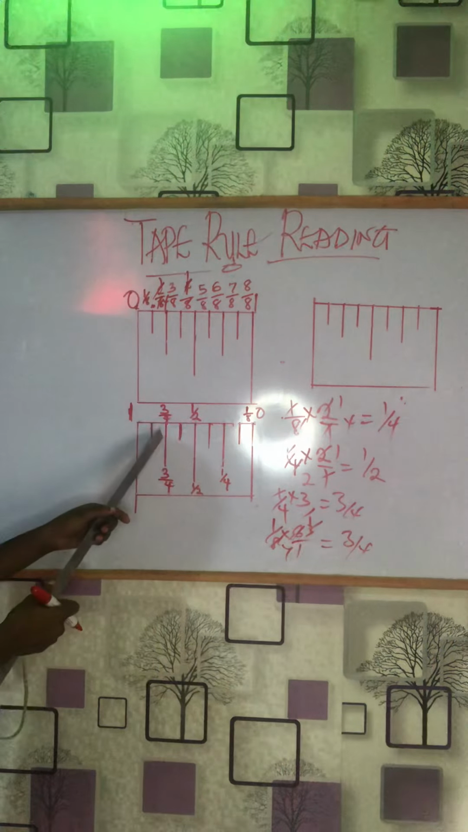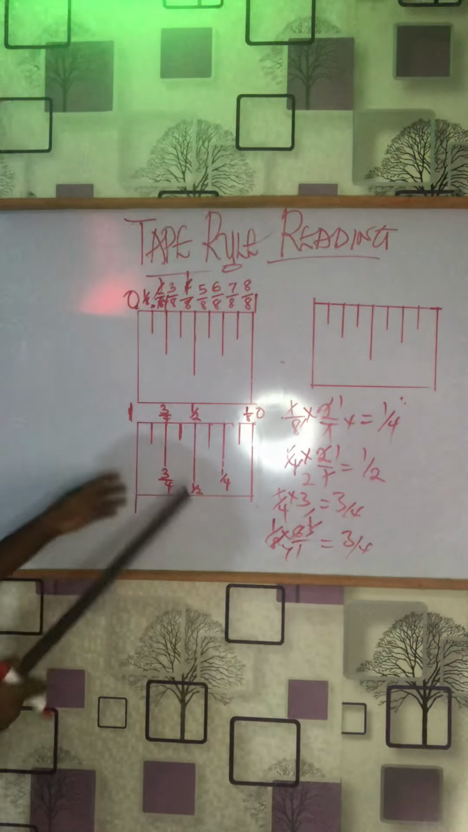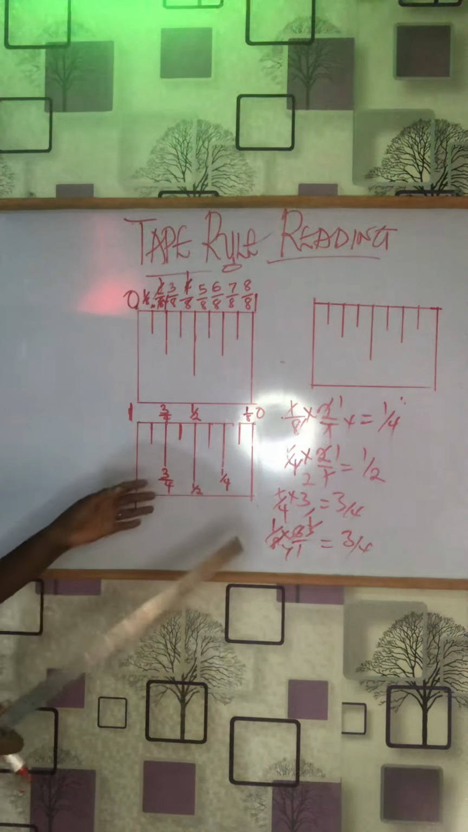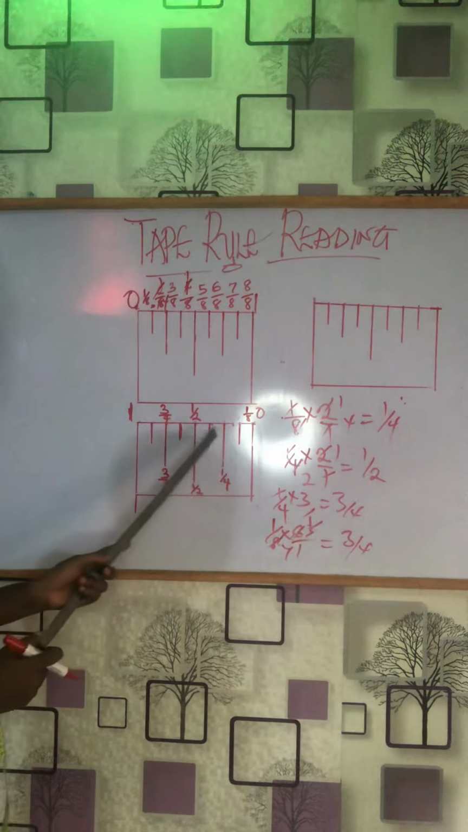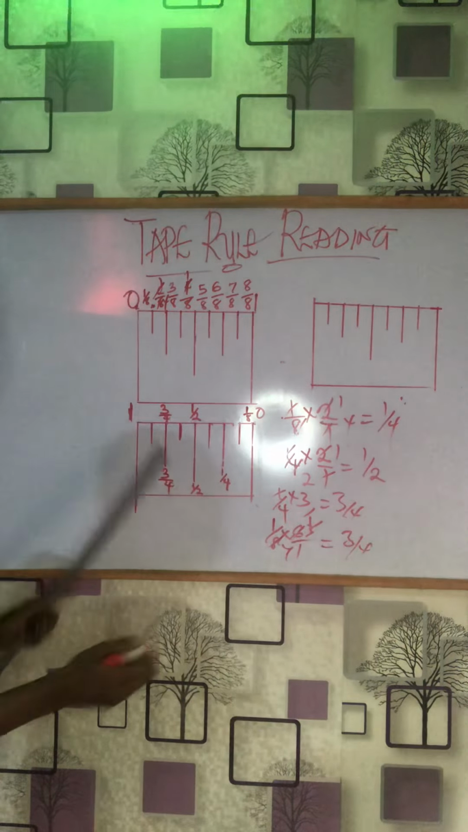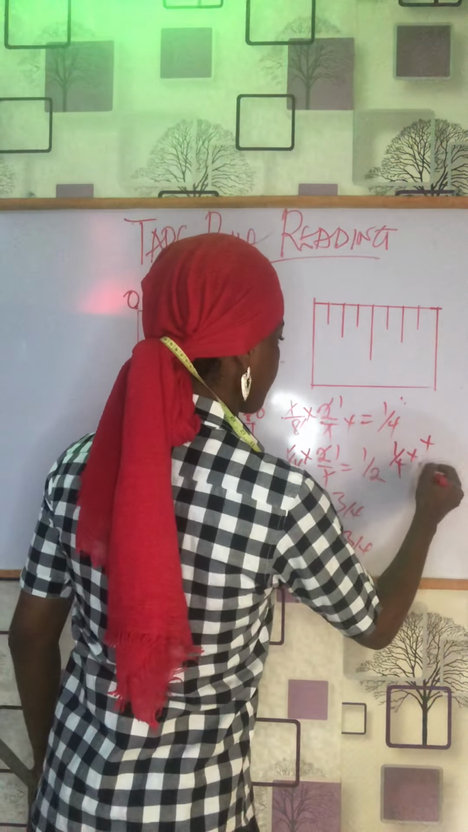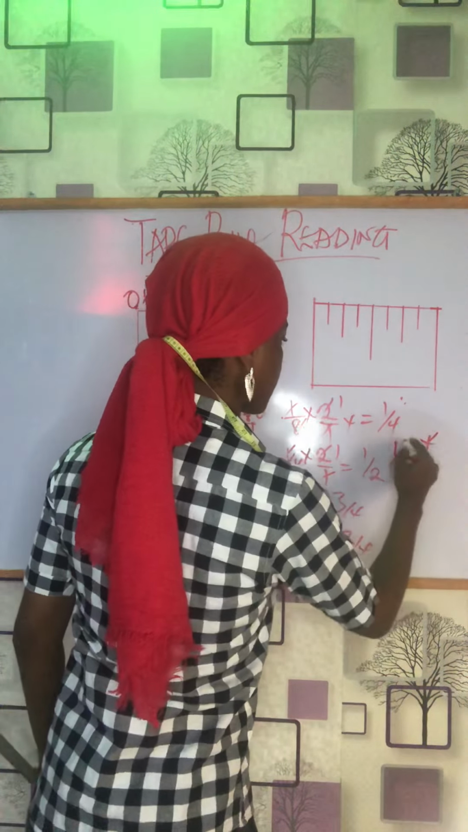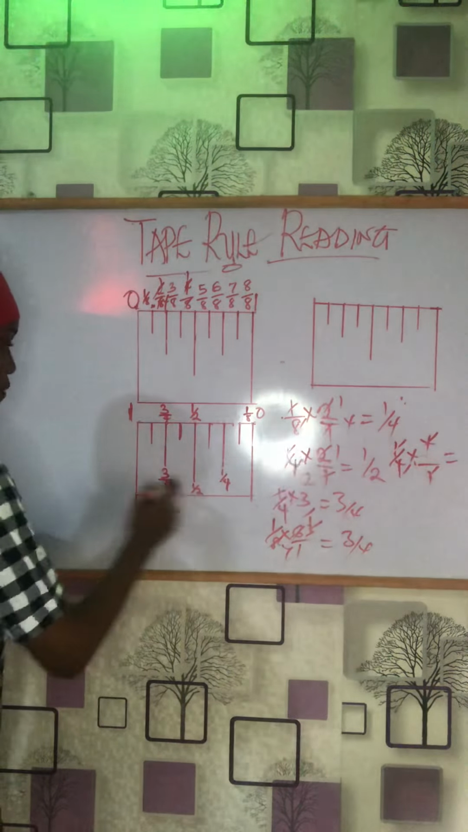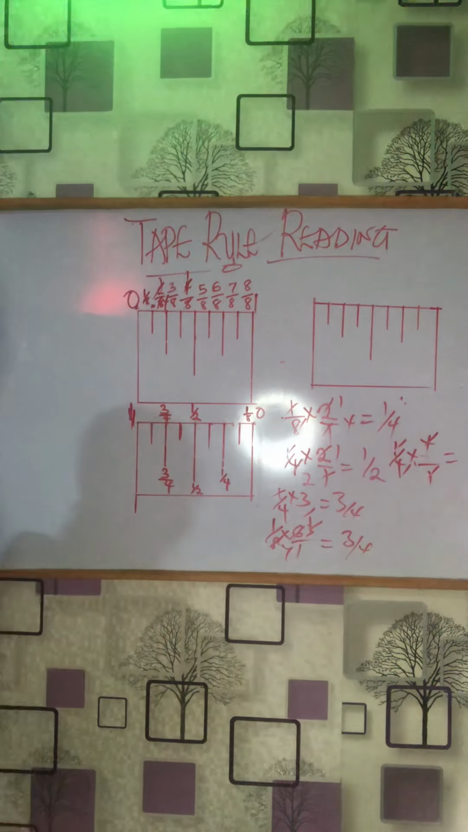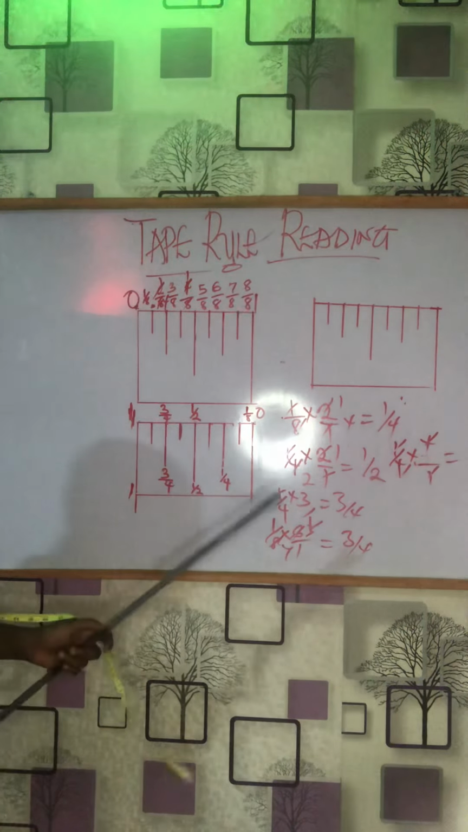Now, from this point to this point is 1 over 4. 1 over 8, 1 over 8. 1 over 8 times 2, don't forget that is 1 over 4. So I have how many 1 over 4s? 1, 2, 3, 4. Now, 1 over 4 times 4, which will give me 1. So this is 1.